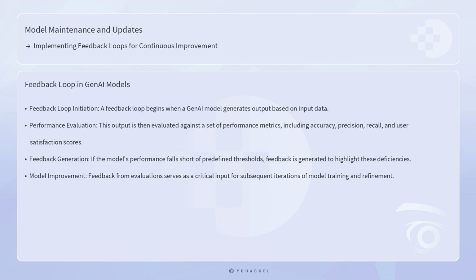A feedback loop begins when a GenAI model generates output based on input data. This output is then evaluated against a set of performance metrics, which may include accuracy, precision, recall, and user satisfaction scores. If the model's performance falls short of predefined thresholds, feedback is generated to highlight these deficiencies. For instance, a language model that consistently misinterprets user intent may require additional training data or algorithmic adjustments to better understand context and nuances. The feedback generated from these evaluations serves as a critical input for subsequent iterations of model training and refinement.